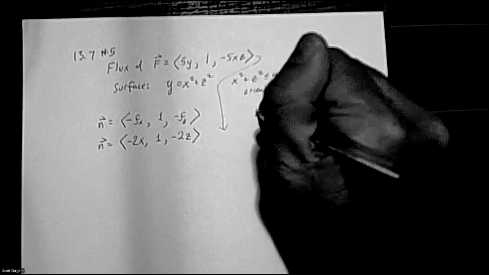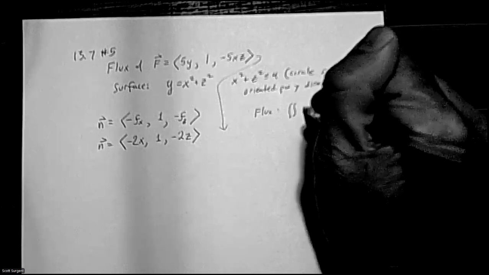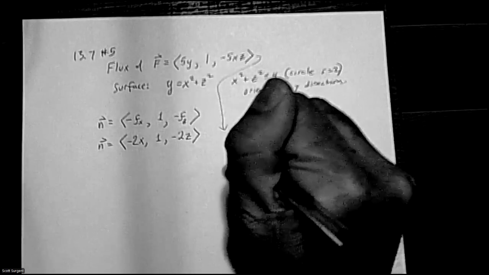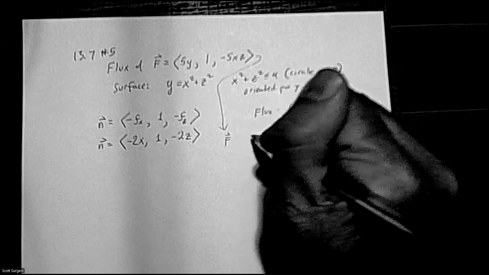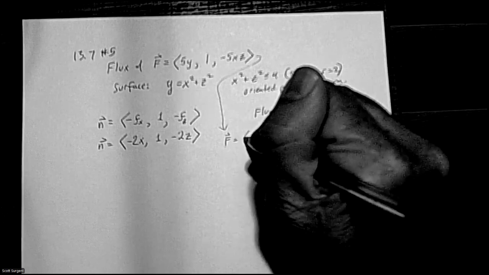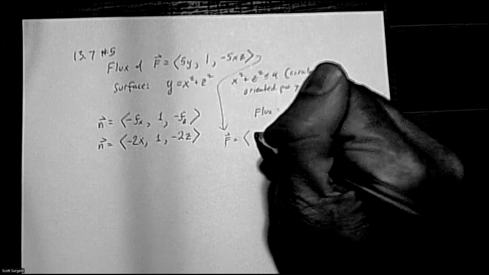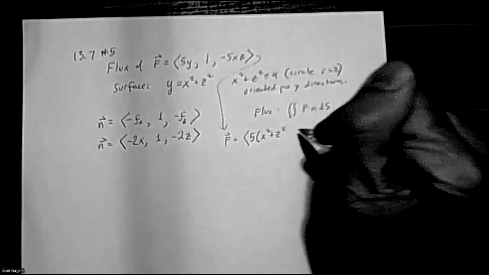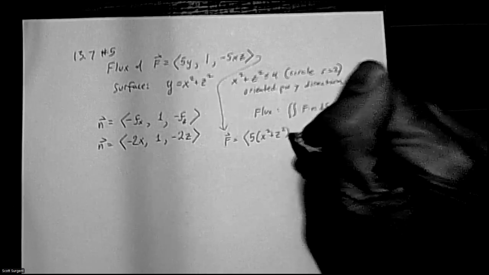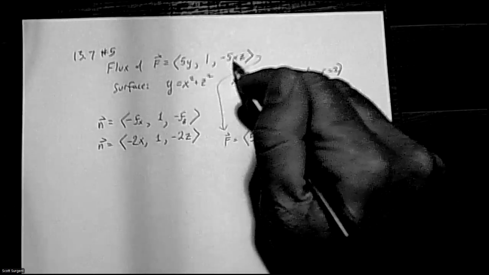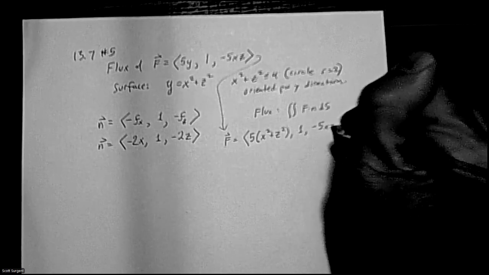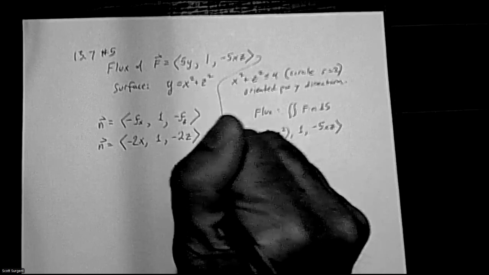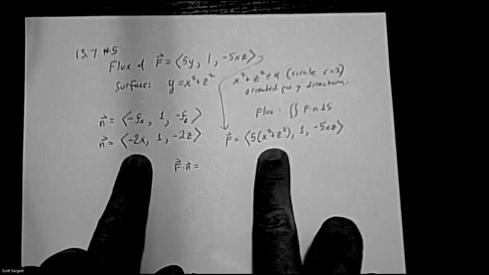So remember the flux is F dot n dS. I need F, and I need to get the y taken out. So it's going to be 5 times x squared plus z squared, and it looks like we have a 1 there still. That's nice. And then 5xz, no changes there. And I need to dot that with n, so F dot n. I'm going to dot these two.